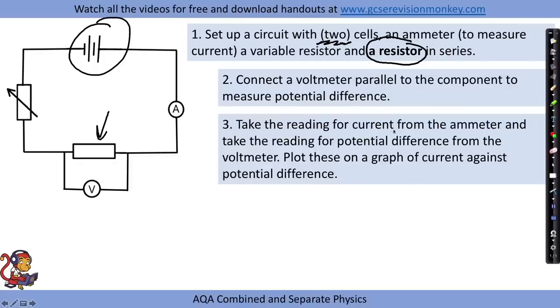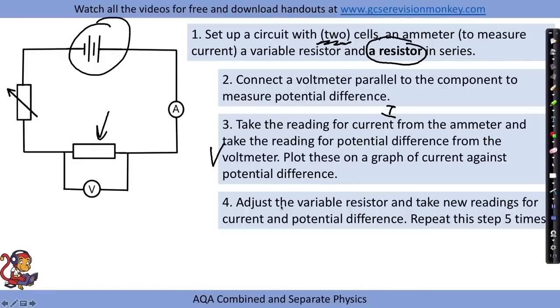We take the reading for current, which is going to be our I, from the ammeter, and take the reading for potential difference, which is going to be our V, from the voltmeter, and plot these on a graph of current against potential difference. You may well say that you're going to put them in a table first and plot them later. Either is fine. We're then going to adjust the variable resistor, which is this component here, and take new readings for current and potential difference. And we're going to repeat this 5 times. So if we adjust this 5 times, it will give us 5 sets of readings from the ammeter, which is the current, and 5 sets of readings from the voltmeter, which is potential difference.